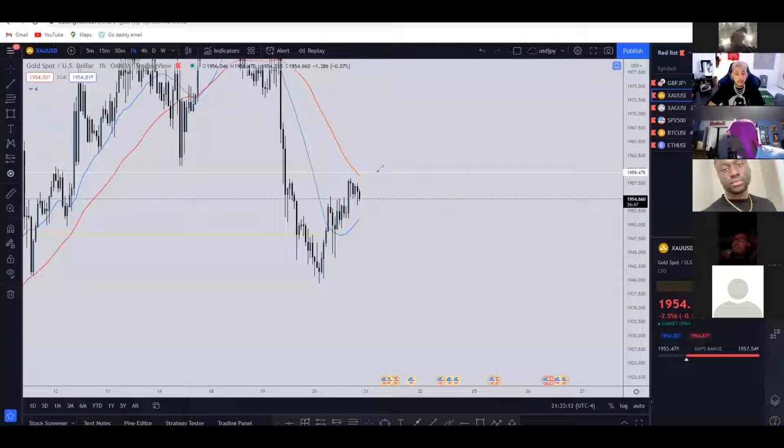So I would really like to see another retest of 1960 before actually looking to go short, which again, I'll probably be paying attention mainly to this hour time frame. I'll look for price to actually come up and give me some form of a rejection candlestick, such as this one, and then that's probably when I will take that short position.